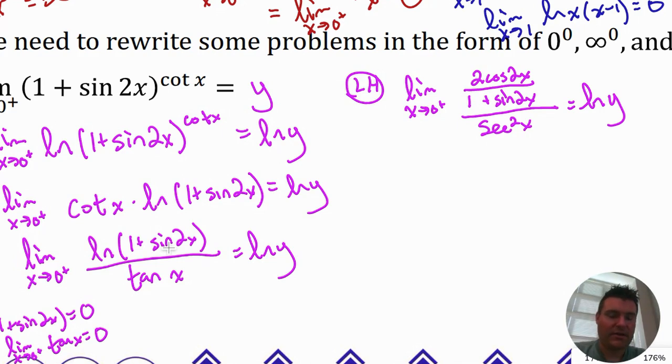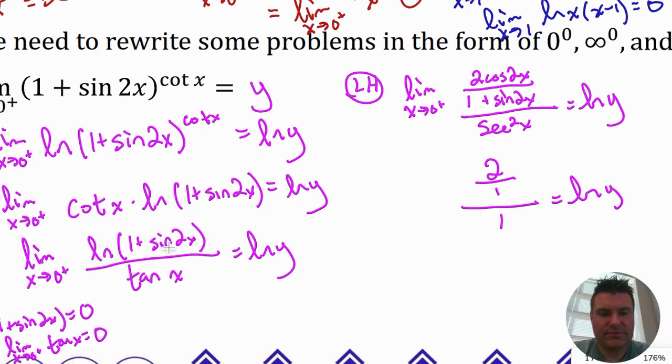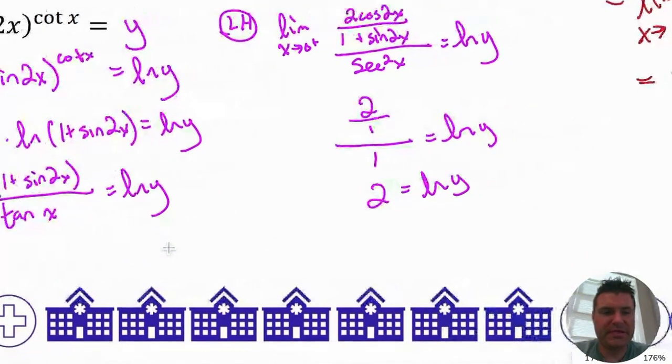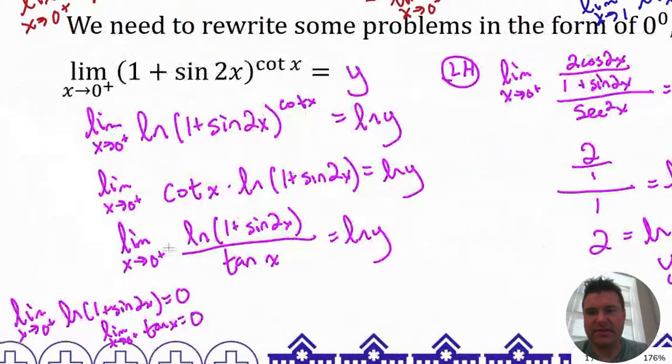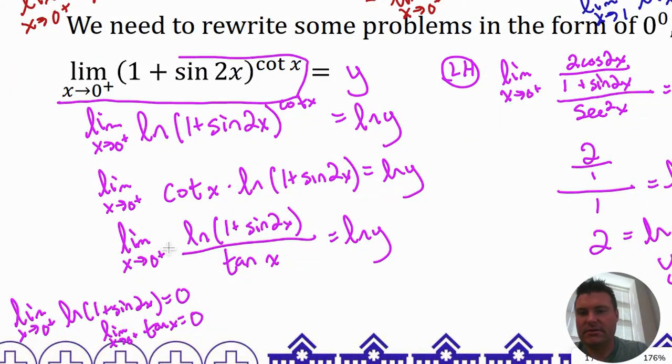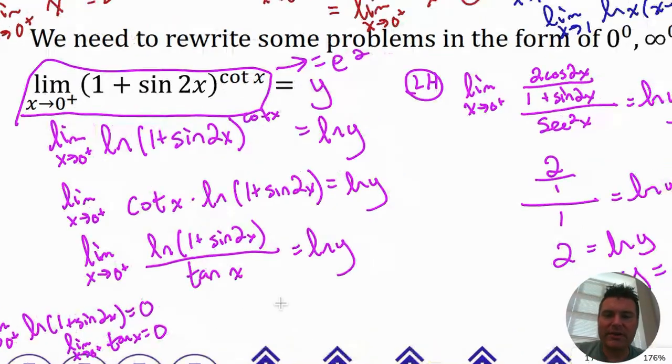When we do that, I get 2 times cosine of 2 times 0, which is cosine of 0. Cosine of 0 is 1. So I get 2 over 1, all over 1, because secant squared of 0 is just 1. And this is going to equal ln of y. So I get 2 equals ln of y, which means I have my y answer now. y is going to equal e squared. So this limit right here is equal to e squared. That is totally insane.